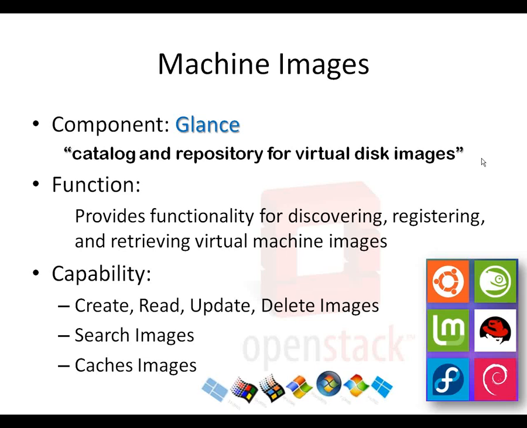And cache images. If you think these OS are obsolete, like Ubuntu 9.04 is obsolete now, you can actually cache that image, and if you want to test in future, you can use that. So all these image management tasks can be done through machine images. The component is called Glance. Okay.